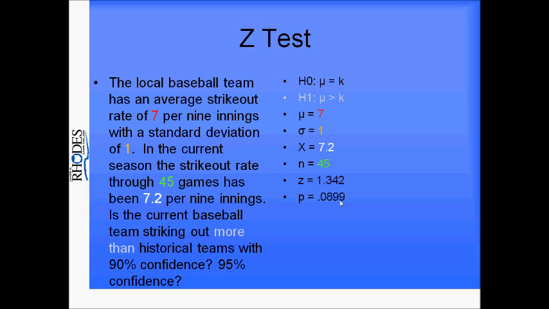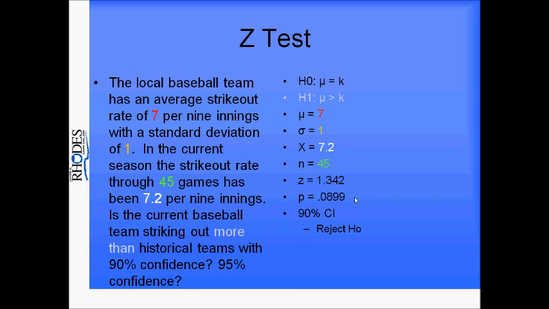Because it's a one-tailed test, with 90% confidence, our critical value is 0.1. It's just 1 minus the 90%, right? 1 minus 0.9 is 0.1. So that's our alpha. Now, 0.0899 falls within that critical region, if 90% confidence is what we're talking about. So for the 90% confidence, we would reject it because it falls within that critical region.